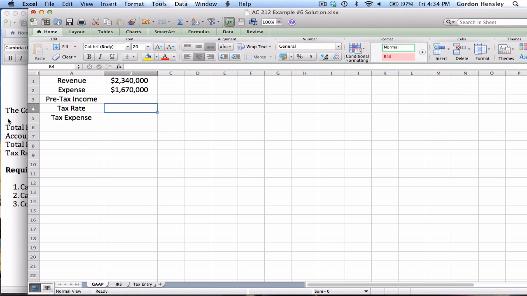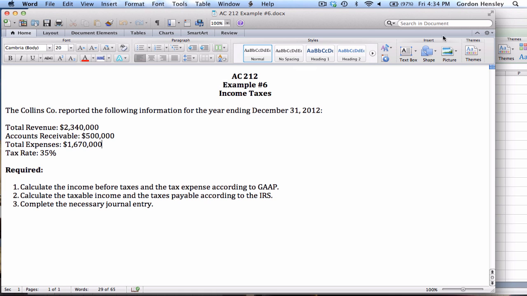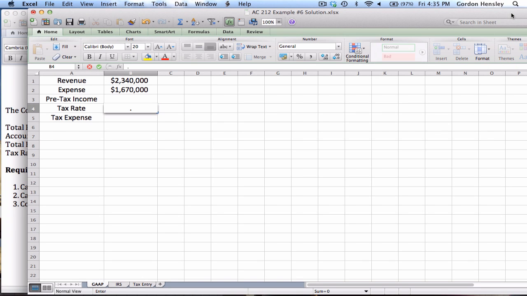And what's my tax rate? They're in a 35% tax rate. So that's going to be 0.35. So what I'll do is I'll start off with my revenues minus my expenses. That gives me a pre-tax income of $670,000. Then I'll take that income and I'll multiply that by 35%, which is their tax rate, and that means their income tax expense will be $234,500. So that completes part 1. That is the tax expense according to GAAP.